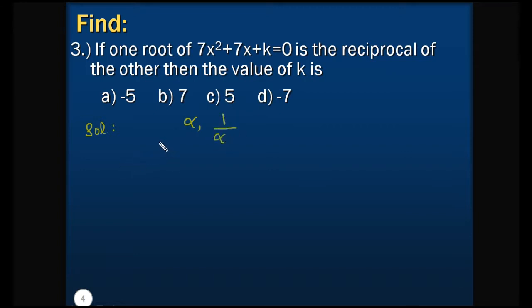As we know, the product of roots, which is alpha into 1 by alpha, is nothing but the constant divided by the coefficient of x square. So in this particular case, the constant is k and the coefficient of x square is 7, right? So on the left hand side it is 1. 1 is equal to k by 7, or we can write it as k is equal to 7, right? So the answer is B, right?